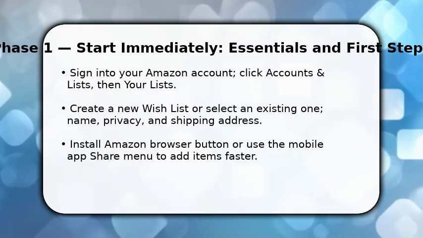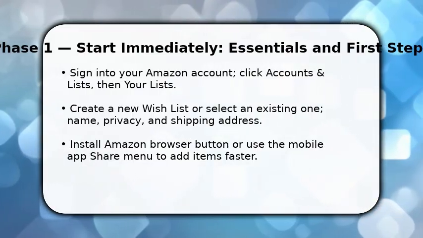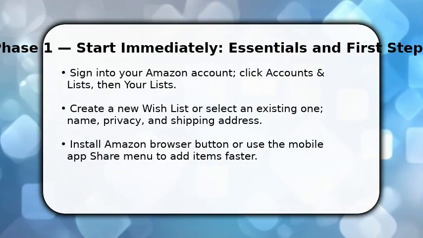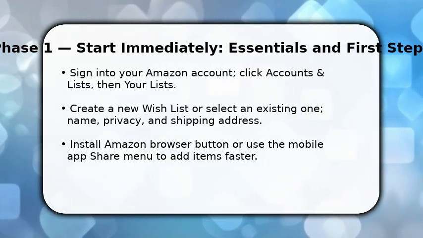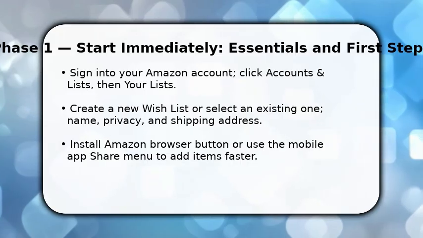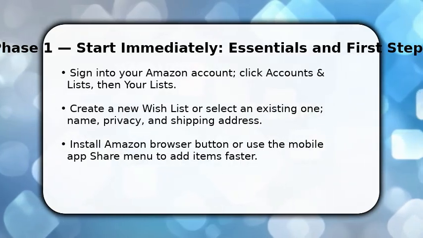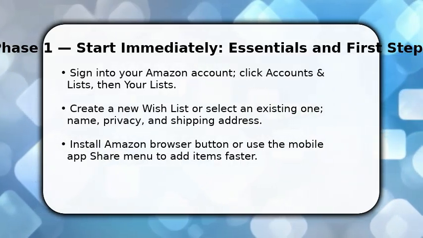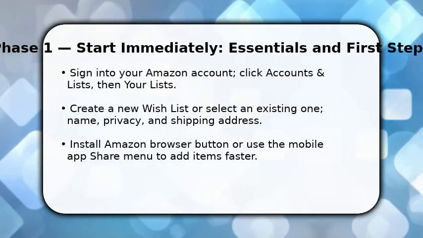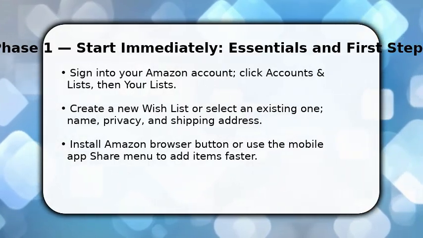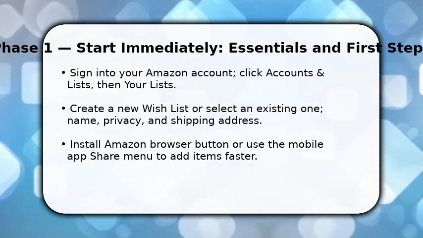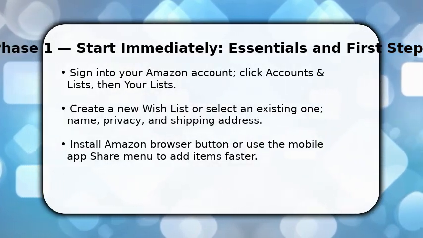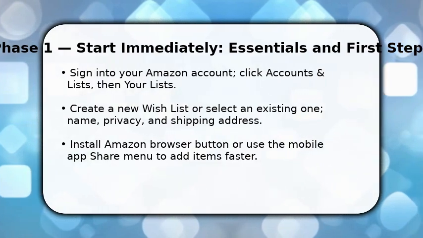You begin by signing into Amazon and navigating to Accounts and Lists. Open your lists. Once there, create a new wish list or pick an existing one and set its name, privacy, and preferred shipping address so items add with the right defaults. Make sure to install the Amazon browser button or enable the App Share extension, because that lets you add items from product pages instantly.